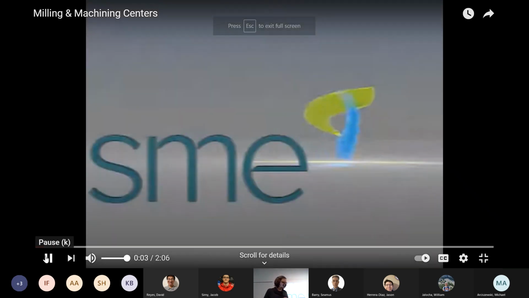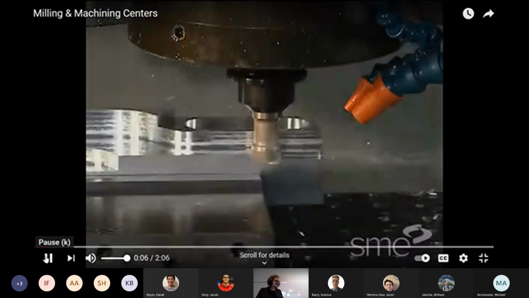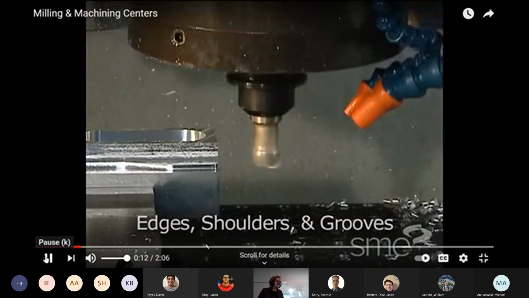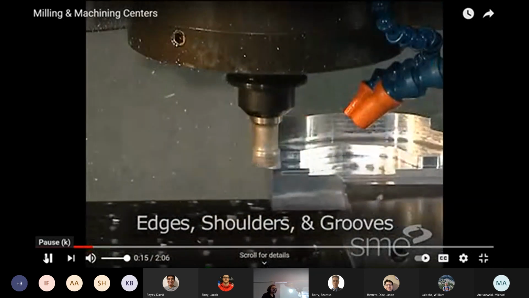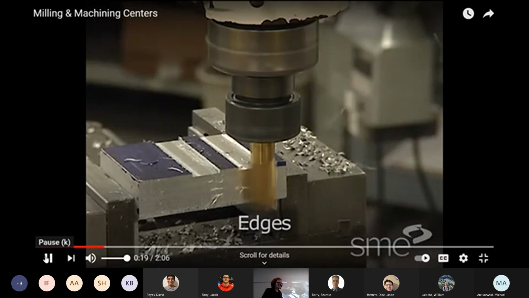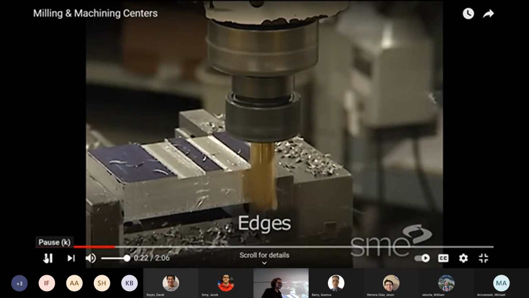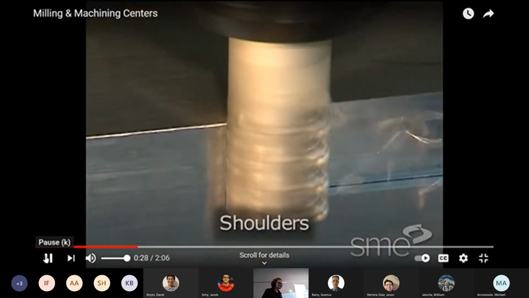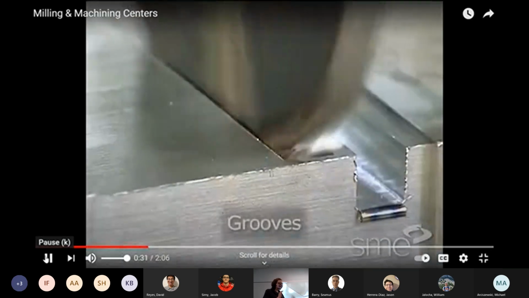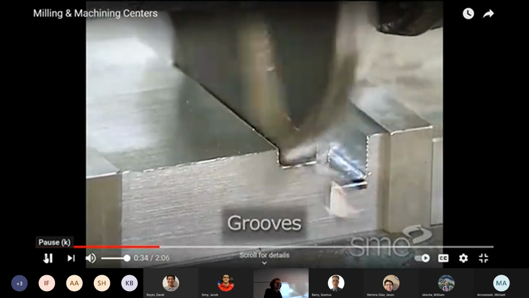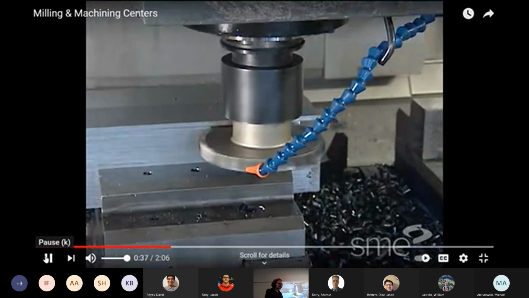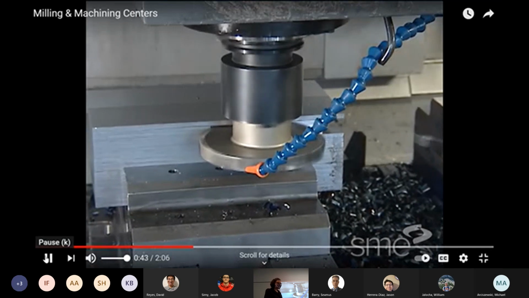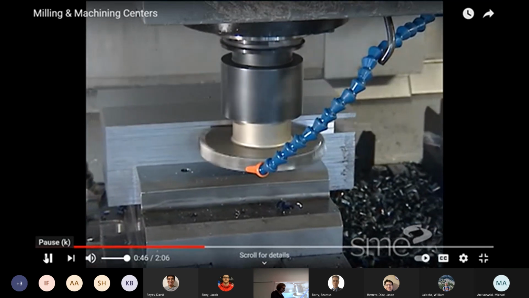Okay, so let's look at a little bit on milling. Milling edges, shoulders, and grooves may use a combination of end, peripheral, and/or face milling operations. Creating edges or edging may involve the milling of one or two surfaces. Shoulders typically have two surfaces. So again, you can see that the part is moving. Grooves usually have three surfaces. You get a little bit of an idea of what the chips look like. Grooves may be closed at one end or open at both ends, and they may be cut on internal and external flat surfaces as well as on round surfaces.